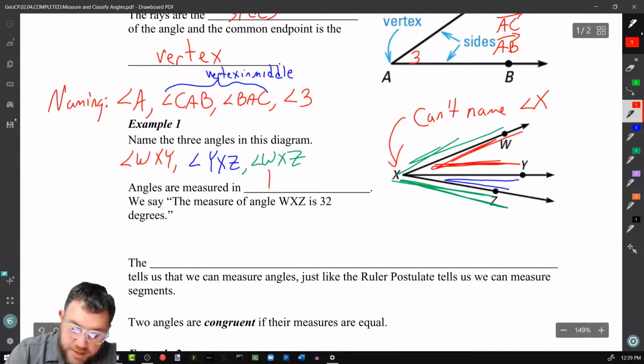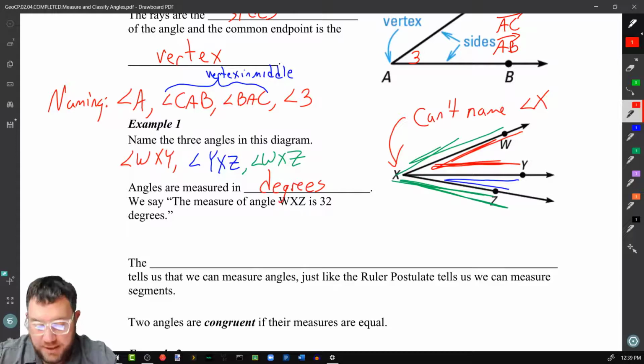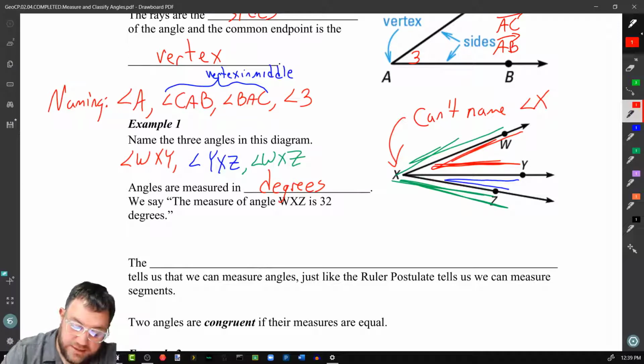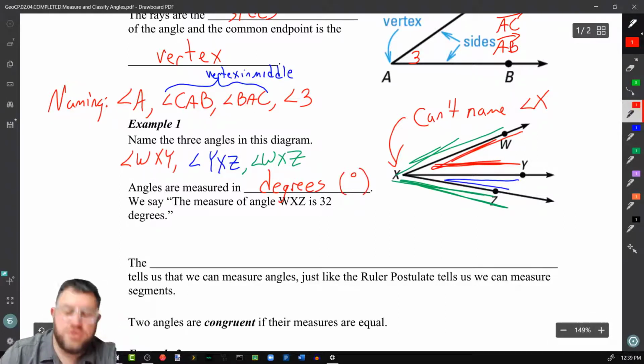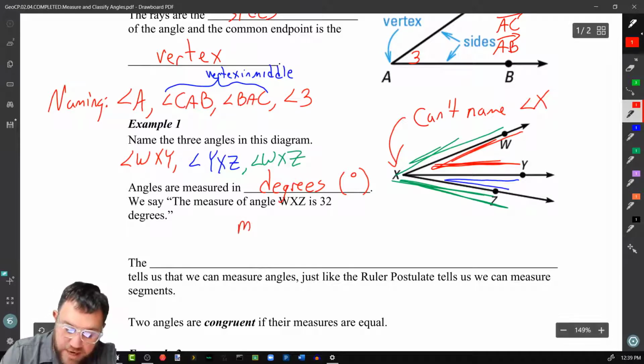Now, angles are measured in degrees. You may already know that. We would say the measure of angle WXZ is 32 degrees. I don't know if that's true. I did not measure this. The symbol we use for degrees is just like the one you use for temperature degrees. It's just the little o, but it is raised as a superscript, kind of like an exponent. If we wanted to write this out, this would be the measure of angle WXZ equals 32 degrees.